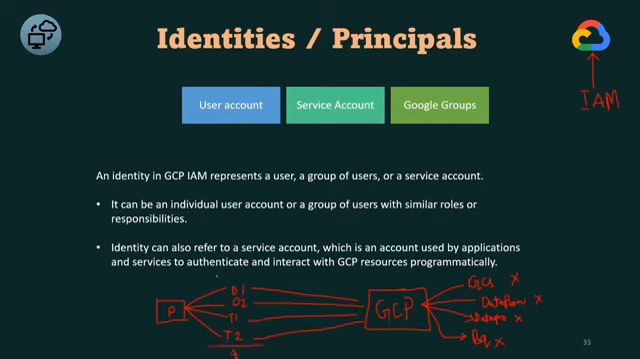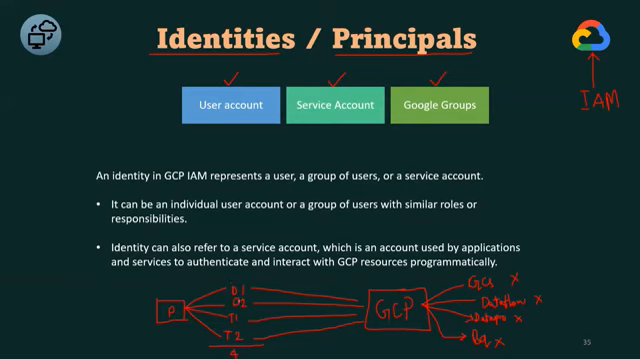According to GCP IAM terminology, these developers and testers are called identities or principals, because they have their own Google account, either a Google account or a service account or a group of Google accounts. These are the four members, right? I can create one group, which I would call a Google group.